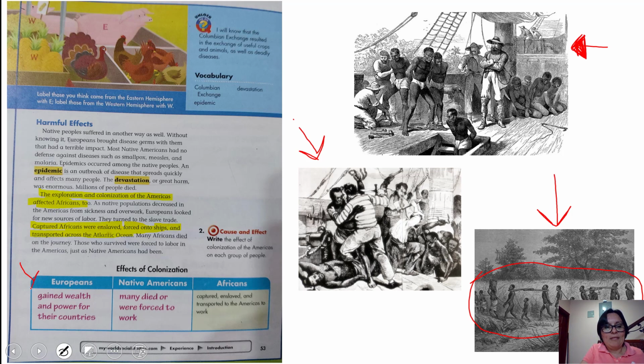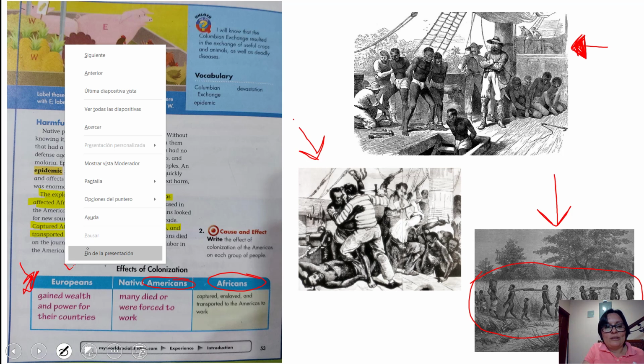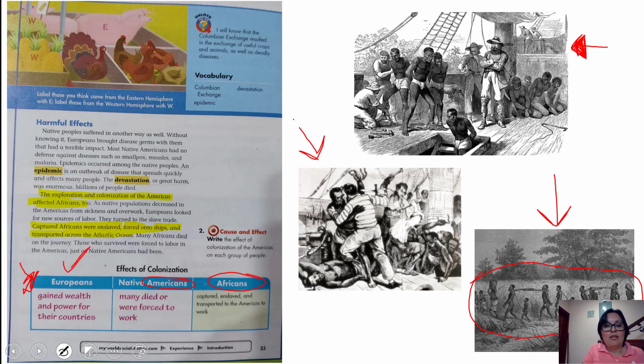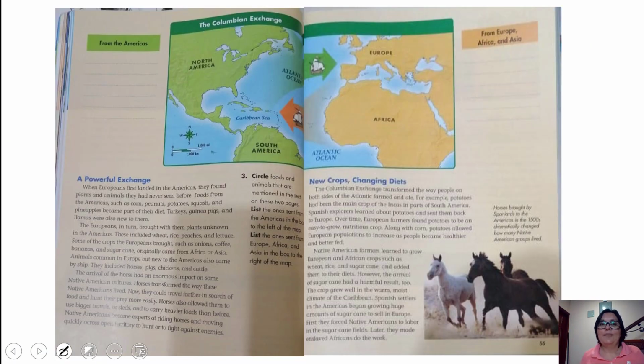For Europeans, here we have it, look. They gained wealth and power for their countries. And for Americans, many died or were forced to work. Okay? And for the Africans, we already know what happened with them. So, for Europeans, colonization was something good. For Native Americans, it was something bad. And for Africans, it was also something bad. But colonization was not only bad things.